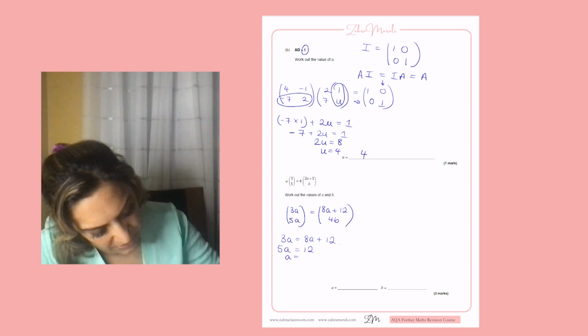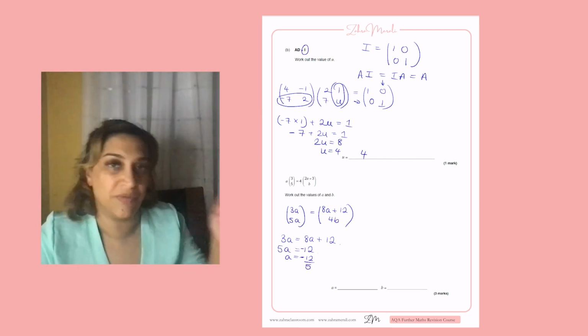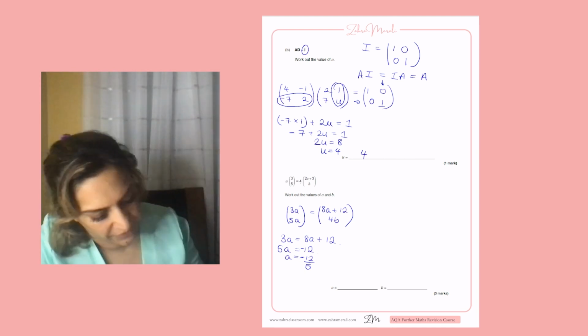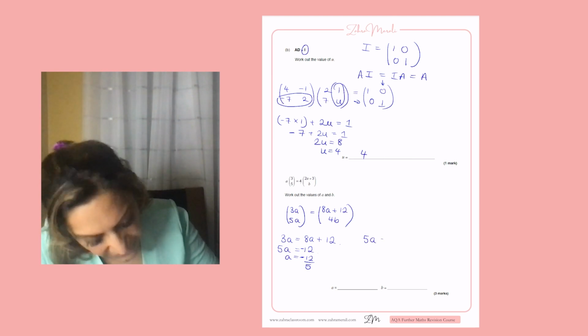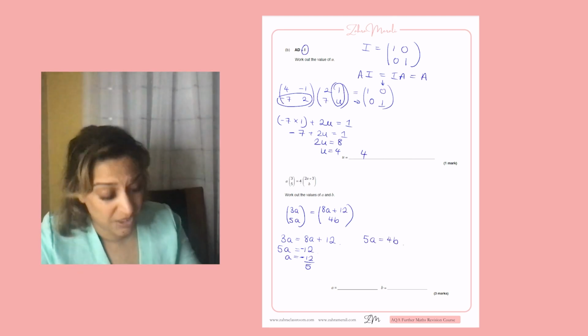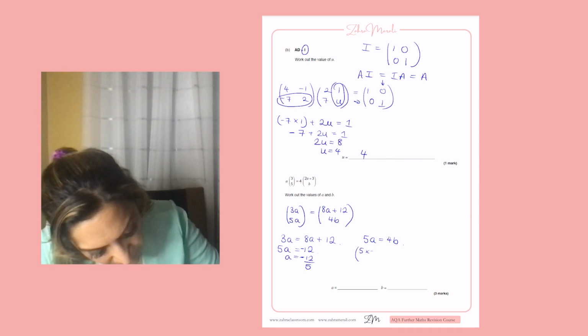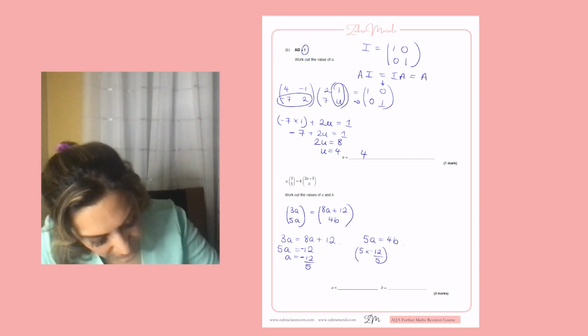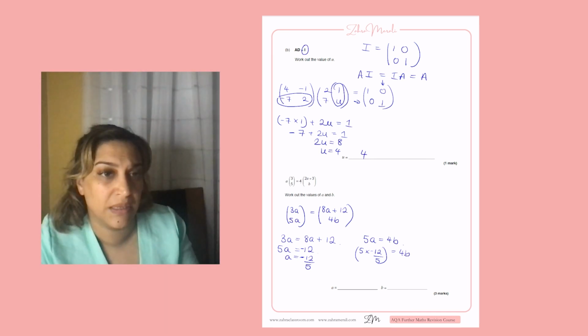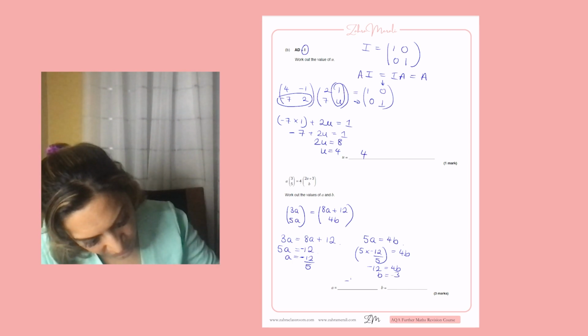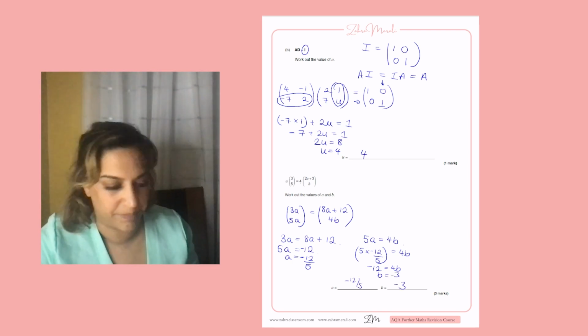If we do 8 and then we move minus 12, it doesn't matter which way you do it. Whether you put the 12 on that side or the other side, just make sure you get the minus in. So A is minus 12 over 5. And then we've got 5A equals 4B, but we know that A is minus 12 over 5. So we get 5 times minus 12 over 5 equals 4B. So we've got minus 12 equals 4B, so B must be minus 3. So minus 12 over 5 and minus 3.